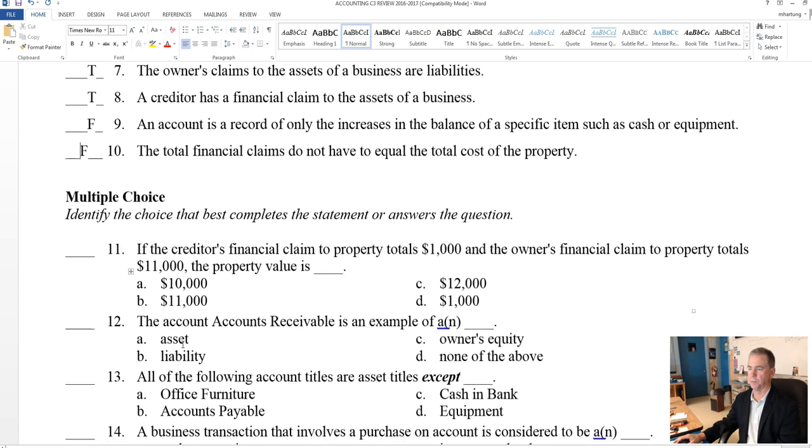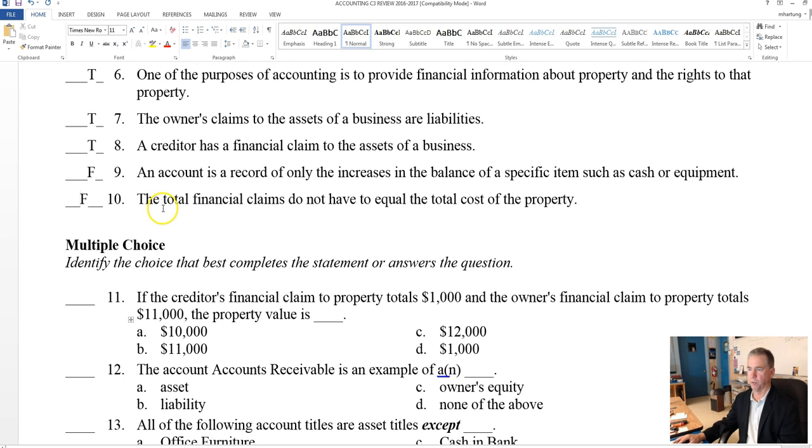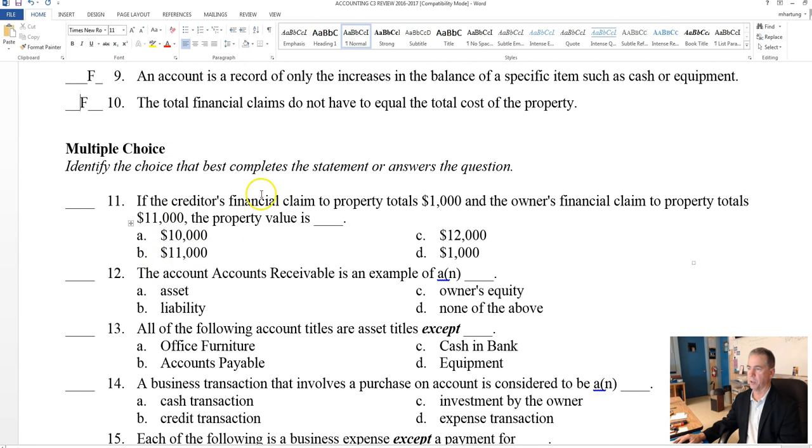So there's some true-false. Let's go ahead and take a look at a few multiple choice. In fact, this first one follows this one here on number 10. If the creditor's financial claim to property totals $1,000 and the owner's financial claim to the property is $11,000, the property value is... Now remember, this creditor's financial claim, another name for that is liability. And so the $1,000 plus the $11,000. If you chose C, yes, $12,000.